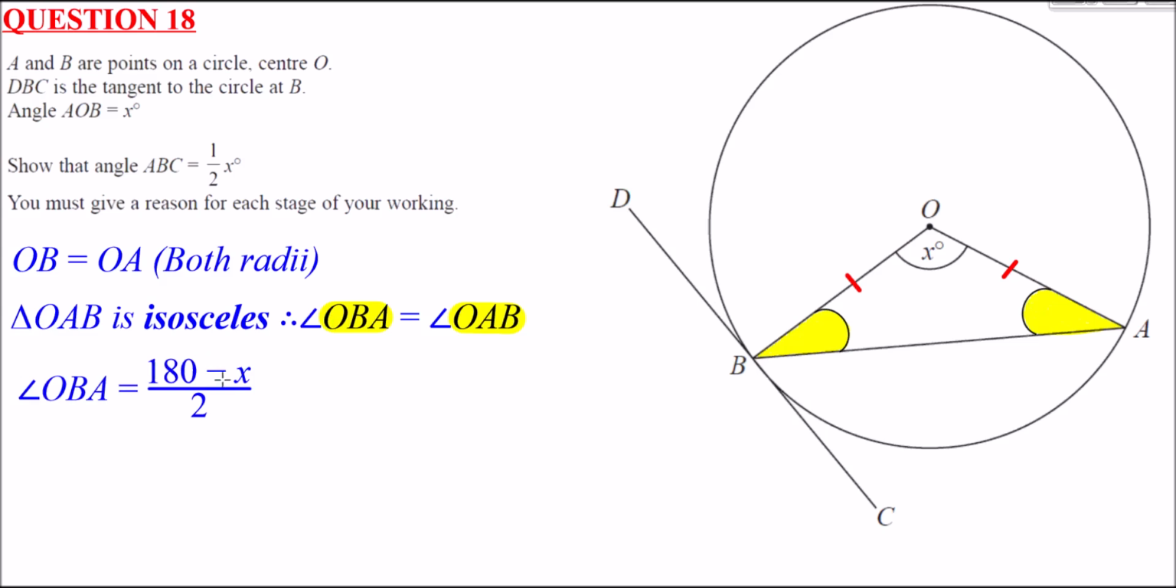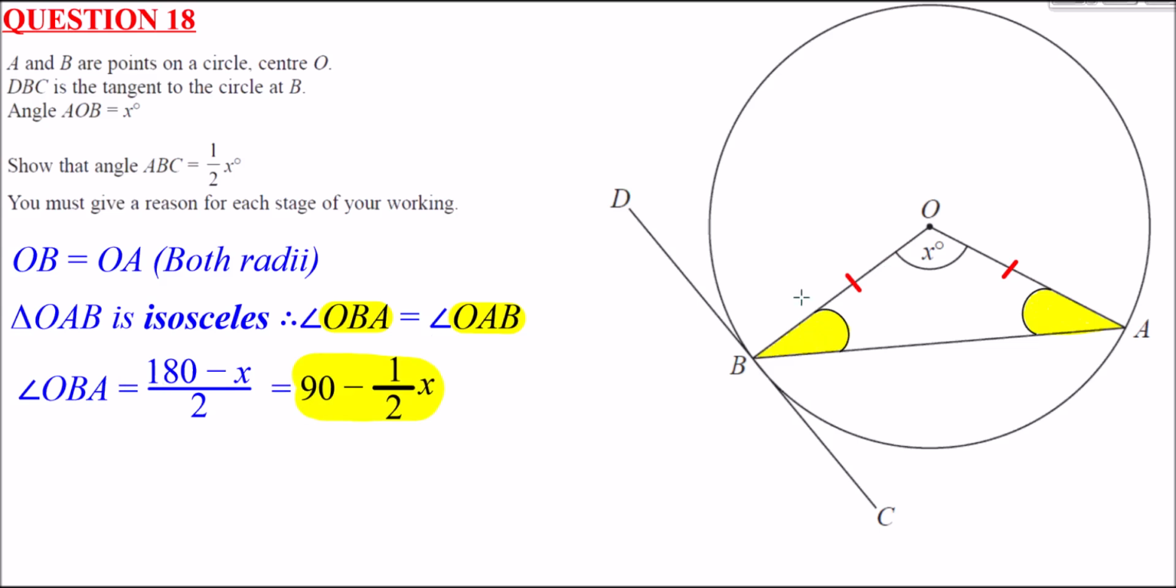I can now think of this as 2 separate values. Half of 180 is 90, and half of x is half x. So this can be written as 90 minus half of an x. So that's what angle OBA is here.